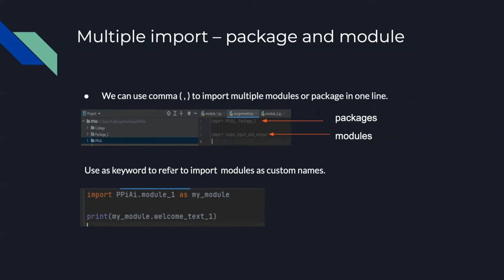You can also use the as keyword to refer to an imported module by a custom name. So in this particular case, if for whatever reason we wanted to import PPiAI.module1 as my_module, so we want to reference PPiAI.module1 by using the variable name my_module throughout our code, we can do that. We do that with the as. So this is kind of like aliasing the PPiAI.module1 import. So then we can just print my_module.welcome_text_1 because we've now aliased PPiAI.module1 with the value my_module. So we have a ton of flexibility with how we import things.